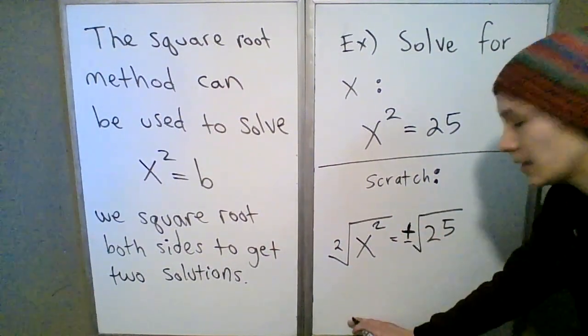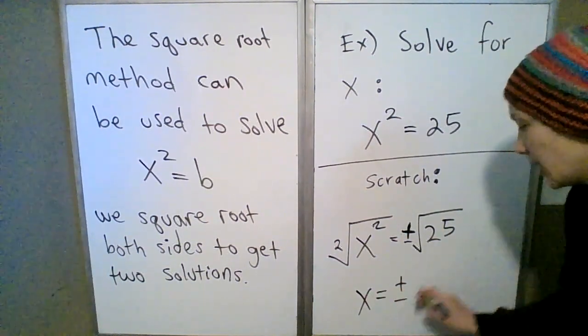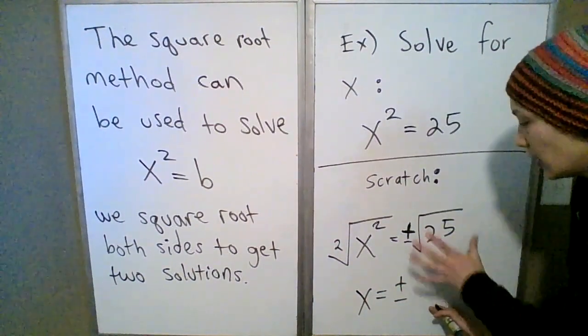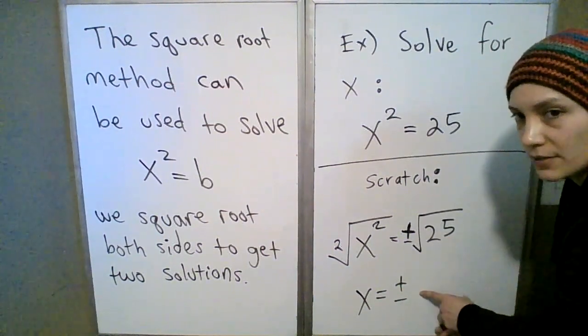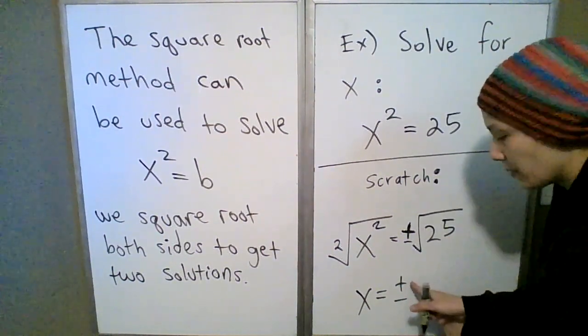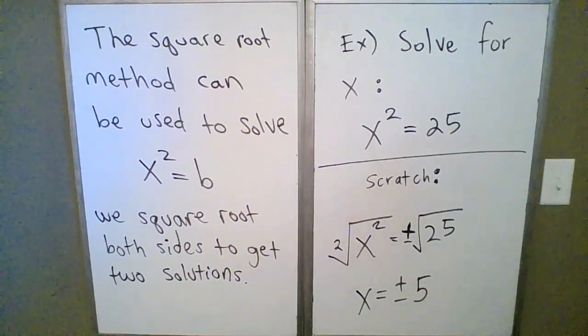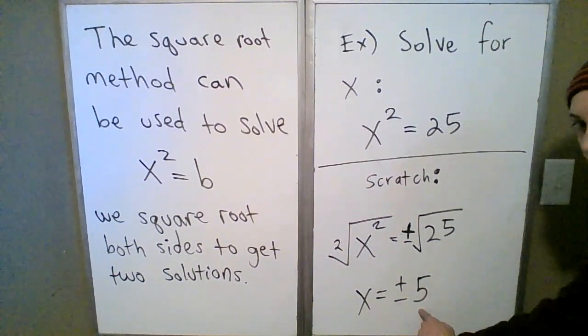Okay, so from here we have x equal to positive or negative of the root of 25, which, like I've mentioned before, just this number, root 25, is 5. And then you have a positive or negative before. Okay, so what this means is x is positive 5 or x is negative 5.